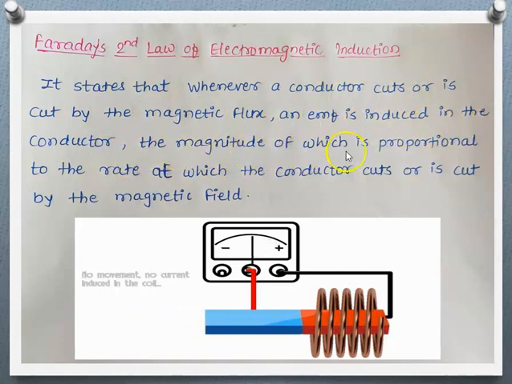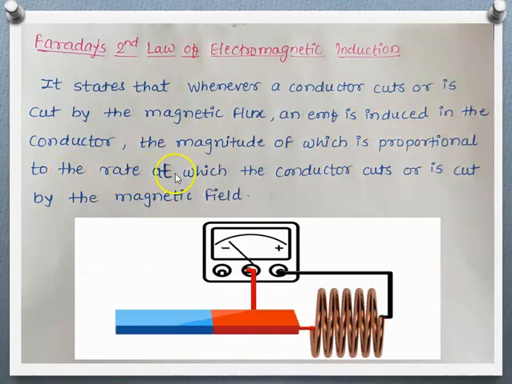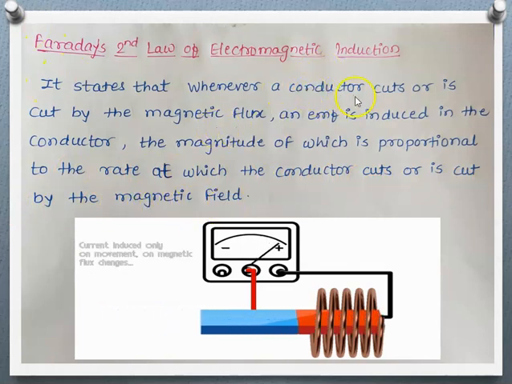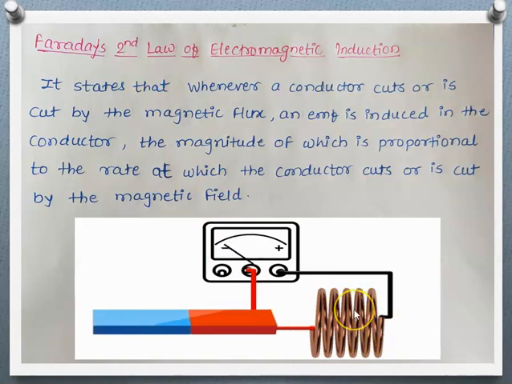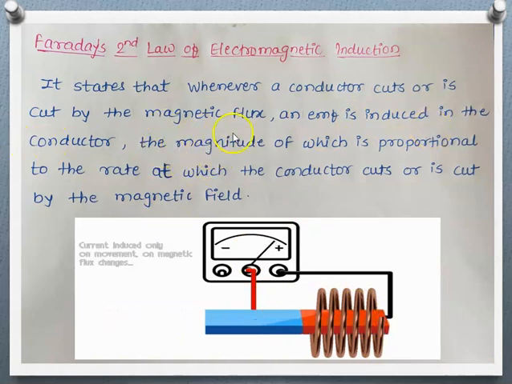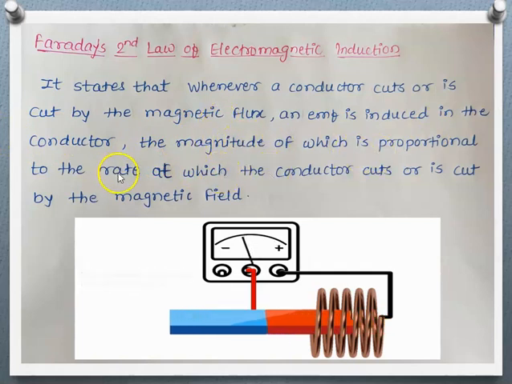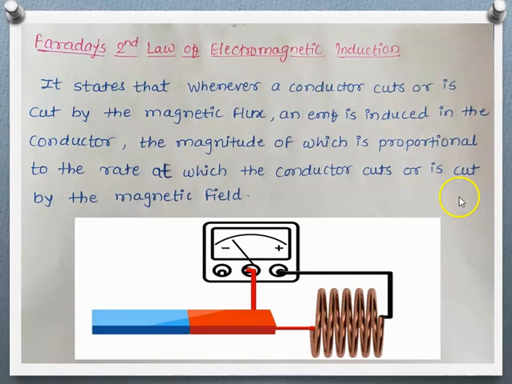The magnitude of which is proportional to the rate at which the conductor cuts the magnetic field or is cut by the magnetic field. Means what? Whenever a conductor cuts the magnetic field, or the magnetic flux cuts the conductor, in both ways the EMF is induced in the conductor. But the magnitude of that EMF is proportional to the rate at which it is cutting the magnetic flux lines or is cut by the magnetic flux lines.